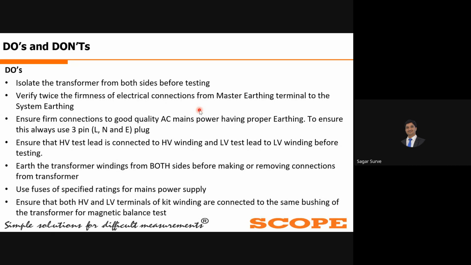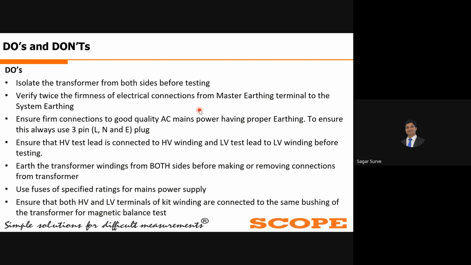Earth the transformer winding from both sides before making and removing the connection from the transformer. So now we are going to connect the transformer with our instrument, where our test leads are connected to the transformer bushing. Now, as the transformer is in an electrical switchyard, though our transformer is isolated, there can be a possibility that the adjacent feeder or adjacent bus is in energized condition, so that the transformer bushing can get some induction voltage, and that can be a severe voltage also.